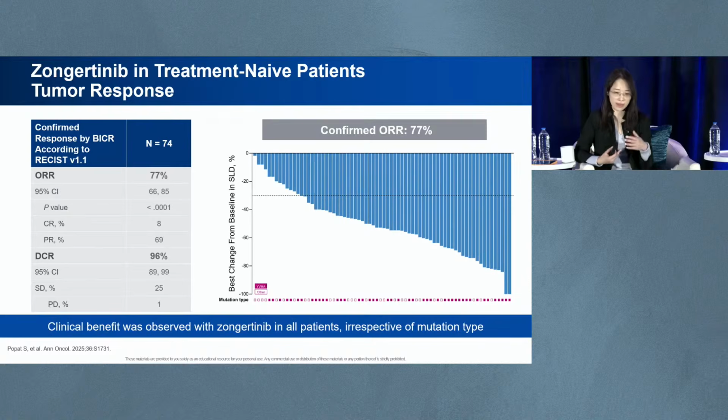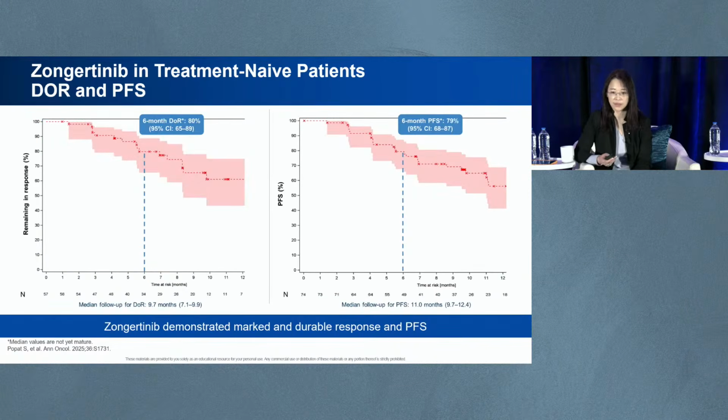cell lung cancer who had never had treatment before. In this report late last year by Dr. Sanjay Palpate, it showed a response rate of 77%. As you can appreciate from the waterfall plot, almost every single patient achieved tumor reduction. Very impressive and encouraging data.